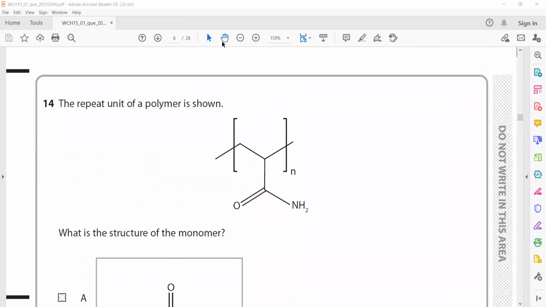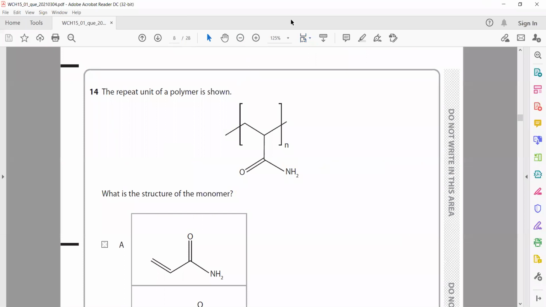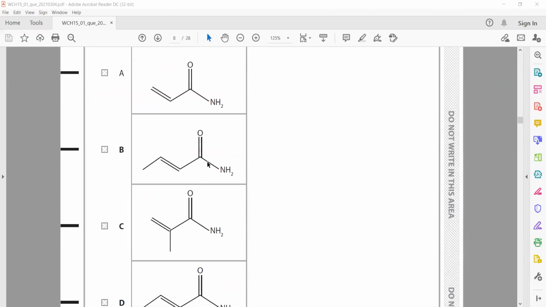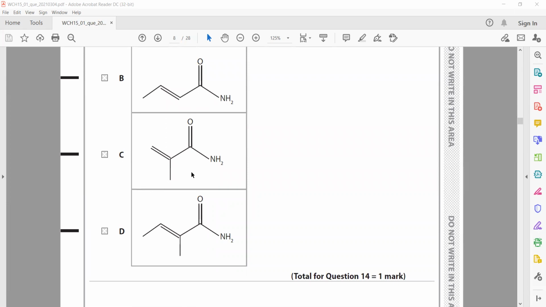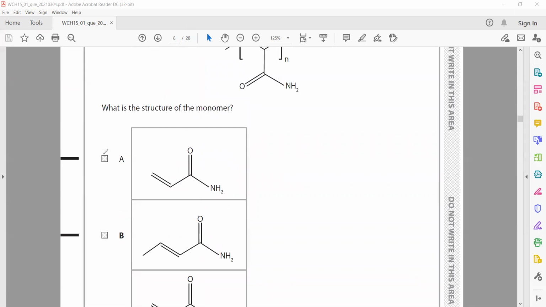The repeat unit of a polymer is shown, and it's an addition polymer. So to know the monomer, what you will do is hide the part of the structure which was linking to the other molecule and make a double bond. So which one does it match with? 1, 2, 3 carbons are there. When we check the other options, the first two have 4 carbons, and these have 5 carbons. So only the one which has 3 carbons, that's option A. That's why A is the right answer.